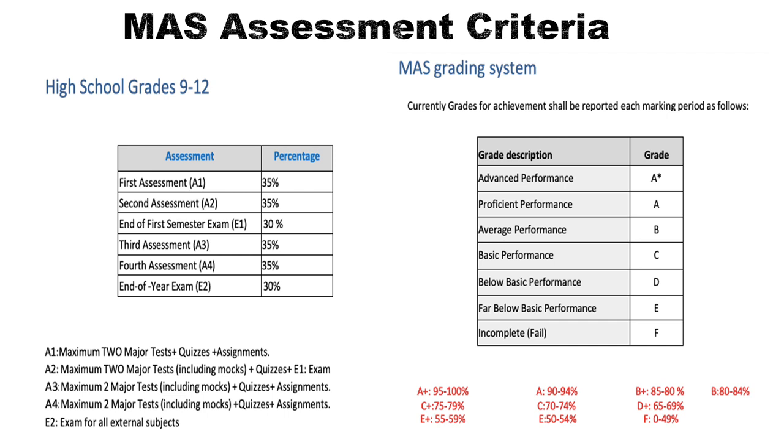According to the current Modern American School grading system, an A overall grade, achieving 90 to 94% of the perfect score, describes a proficient performance. An A star overall grade, reaching 95 to 100% of the ideal score, represents an advanced performance.